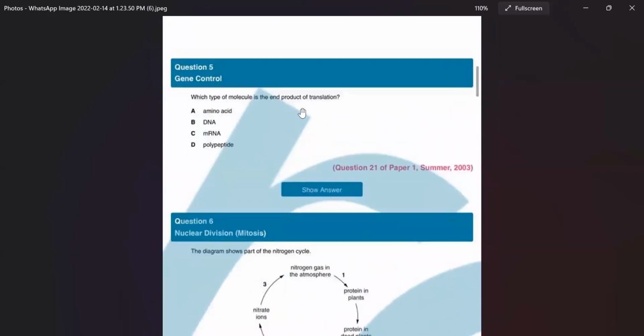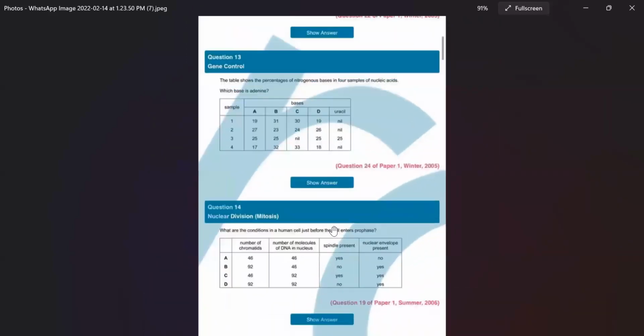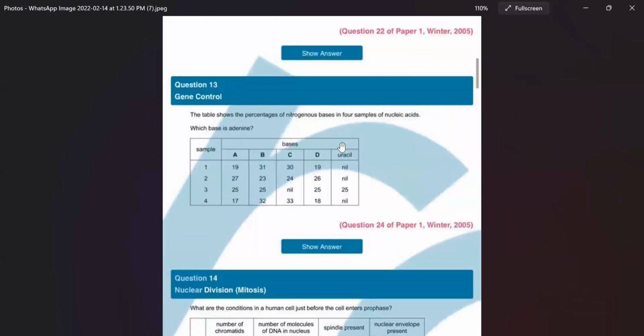Which type of molecule? Okay, we've done this one. Why is it coming up again? Okay, new one. The table shows the percentages of nitrogenous bases in 4 samples of nucleic acids. And we have talked about this, so I'm expecting you guys will help answer this for me. Which base is adenine? So do you remember the pairing, A with T or U, and G and C?